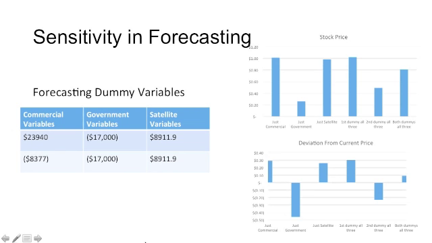So overall, though, looking at the scale of this graph and looking at where the current price is, even the higher ones, that's either just commercial, just satellite, or the first dummy of all three, you can see that the change in stock price is really only about 30 cents. So it's not a huge change in stock price when it comes to adjusting how the forecast is.